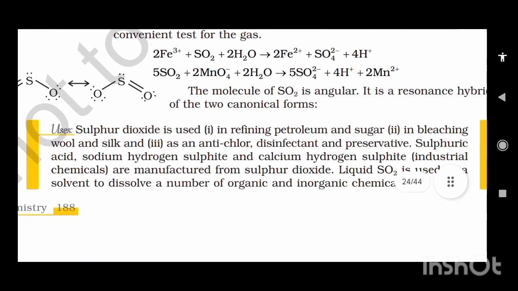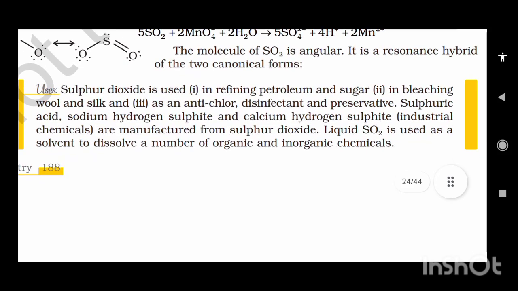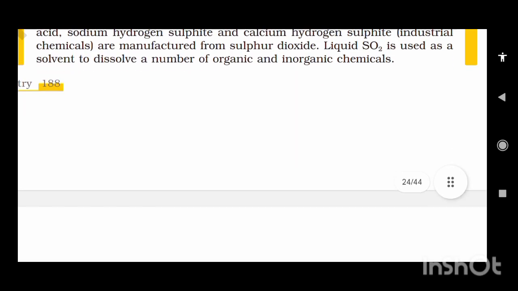Uses. Sulfur dioxide is used first in refining petroleum and sugar, second in bleaching wool and silk, and third as an anti-chlor, disinfectant and preservative. Sulfuric acid, sodium hydrogen sulfite and calcium hydrogen sulfite are manufactured from sulfur dioxide. Liquid sulfur dioxide is used as a solvent to dissolve a number of organic and inorganic chemicals.